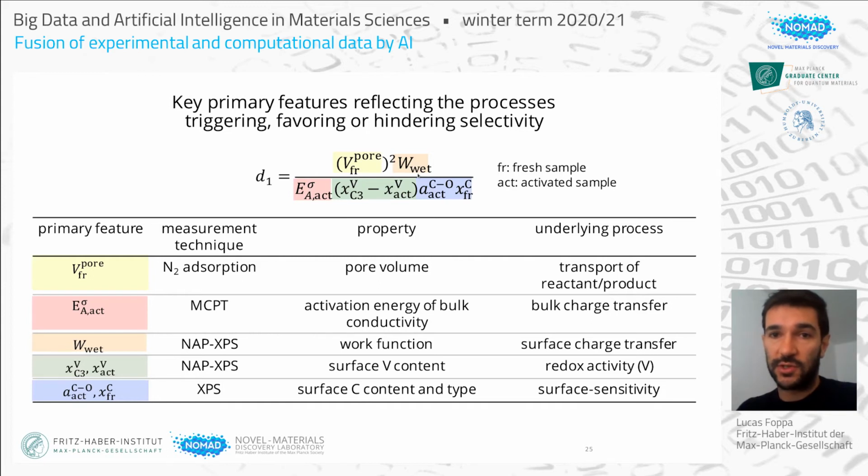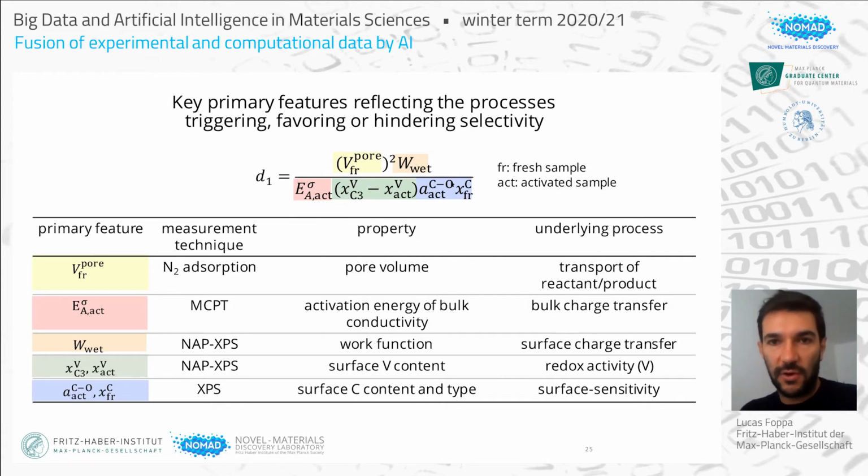Then we have the work function measured under the wet feed, which is measured by near ambient pressure XPS. So this is related to an underlying process of charge transfer. This is what this primary feature is capturing. Then we have other features here, for instance, the amount of vanadium on the surface. This is related to the catalyst dynamics that we discussed before. The amount of vanadium on the surface is captured here. And yeah, why do we care about this and what is important? Well, vanadium is the redox active species of the system. So this is why it is an important parameter.